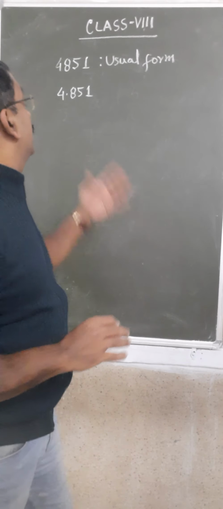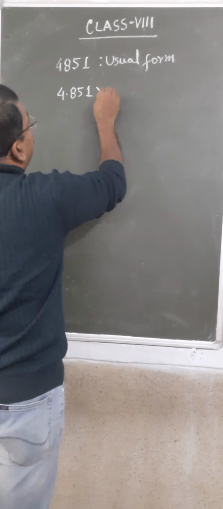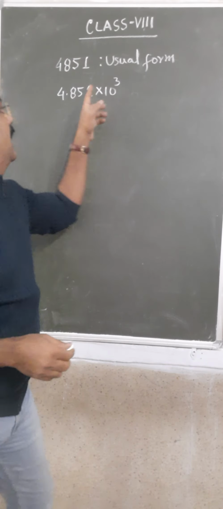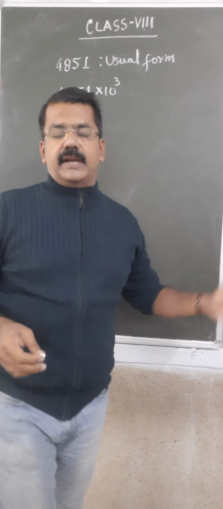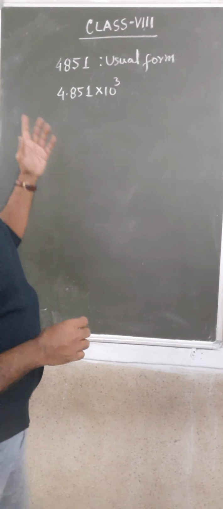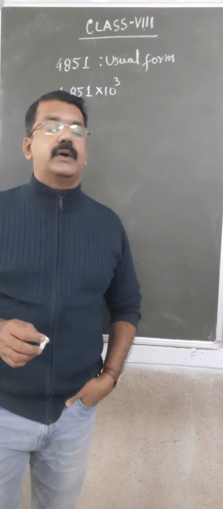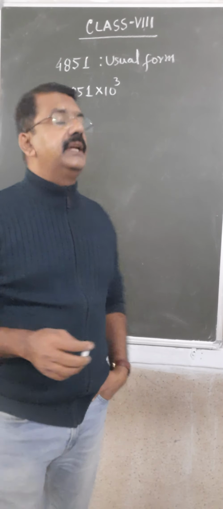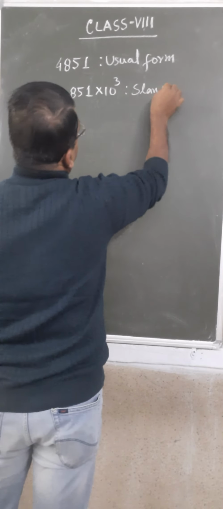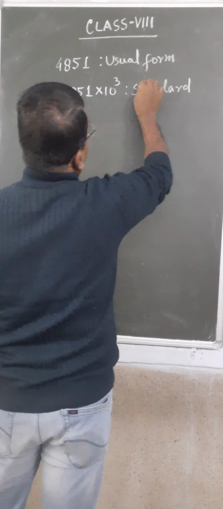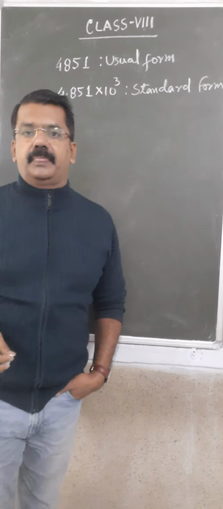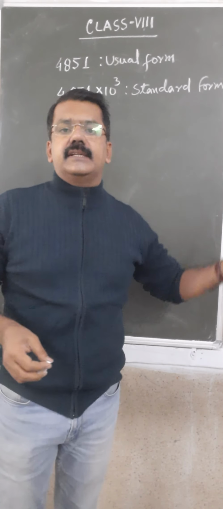Clear? But we cannot change the number. So we have to write it times 10 to the power 3, because I have put the decimal after 3 places from the extreme right. That is why I have to write times 10 to the power 3. So the number is 4.851 into 10 to the power 3. Now this is the standard form. That is the usual form, and this is the standard form.